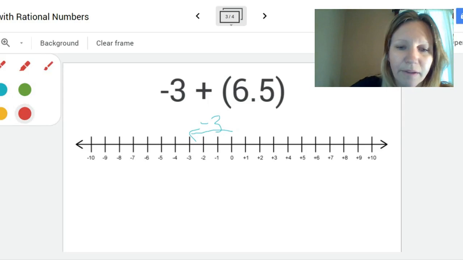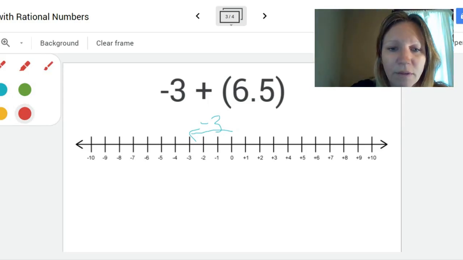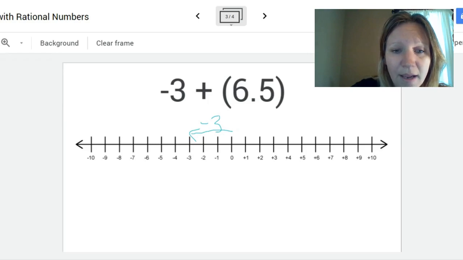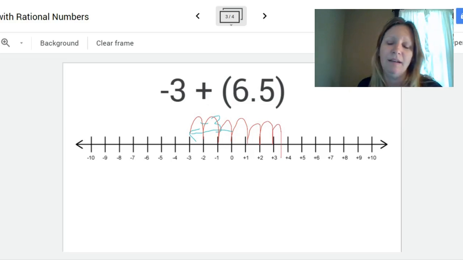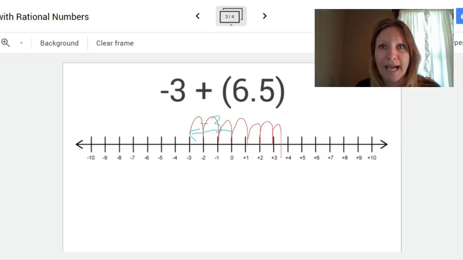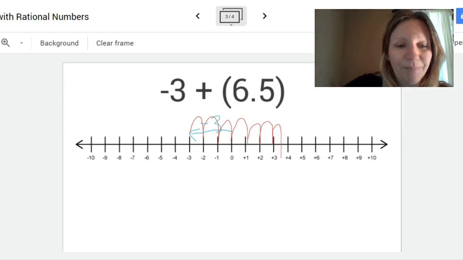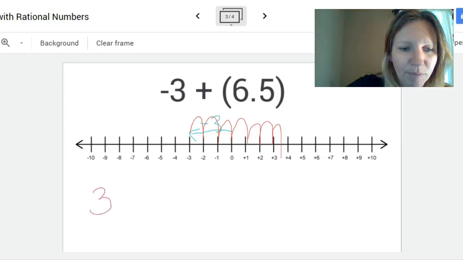I'm going to get a different color just since we're going back over the blue. So if I'm going 6.5 spaces to the right, I'm going to go 1, 2, 3, 4, 5, 6, and then 1/2 is halfway in between 3 and 4. What number is halfway in between 3 and 4? 3.5, since our problem was written in decimal form.